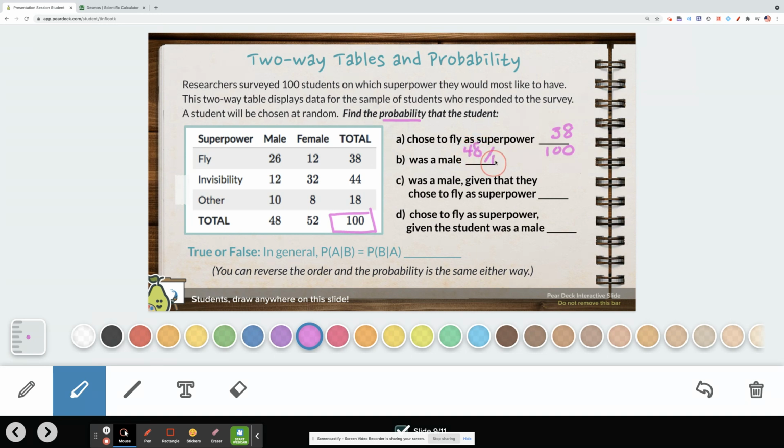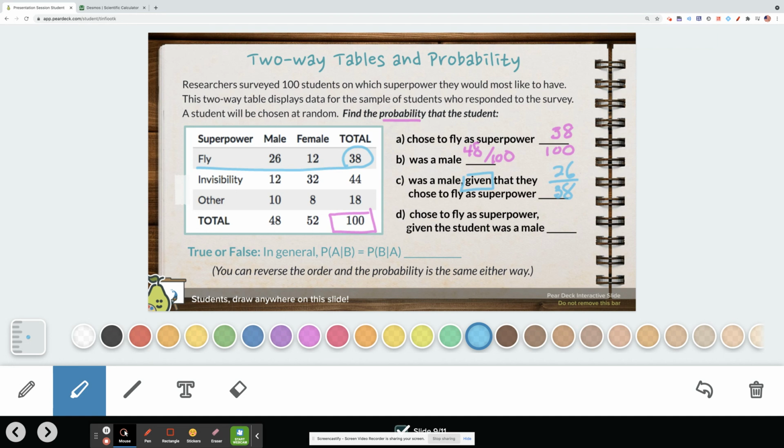out of the 100. But 100 will only be the total if there's no condition placed. But in this next one, there is a condition because I see the word given. So what's the probability the student was a male given they chose to fly as a superpower? Ooh, chose to fly. Now that's my total, 38. And of those 38, 26 of them were males.